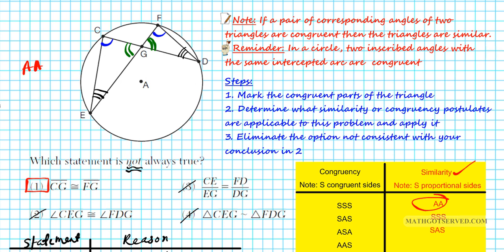That's what the question asked for. Okay? So whenever you have two congruent sides, it's not a conclusion you can always draw from similarity, but you can always draw that conclusion for congruency. But this is not a congruent case, so option 1 is not always true.